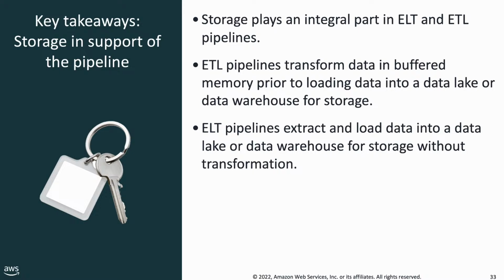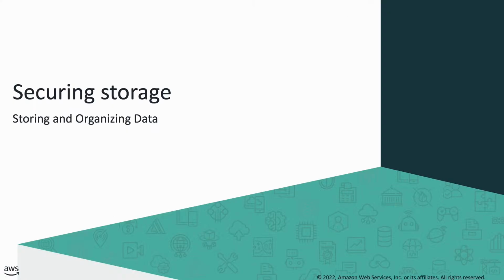So if we think about how storage plays an integral part in ELT and ETL pipelines, the data is going to move in and out of storage numerous times based on the pipeline type and the workload type. ETL pipelines will transform the data in buffer memory prior to loading into a data lake or data warehouse. And the ELT pipelines will extract and load the data into a data lake or data warehouse without transformation. So the transformation of the data is part of the target system's workload.